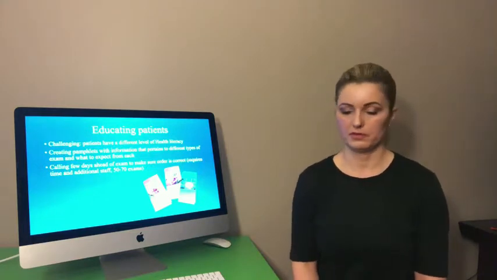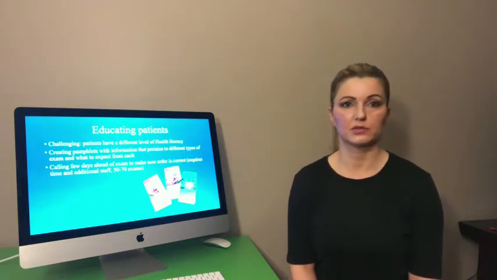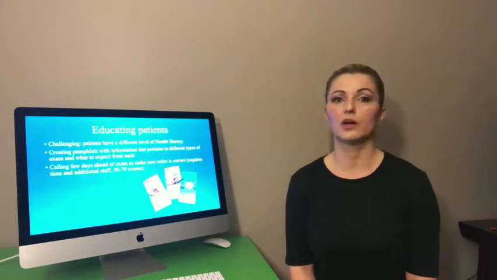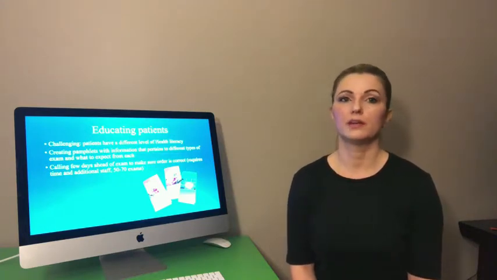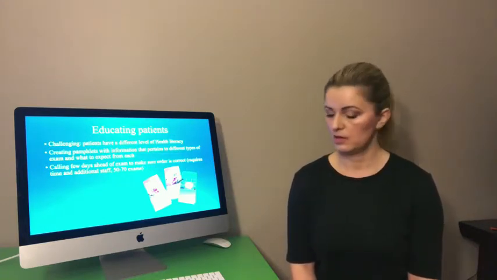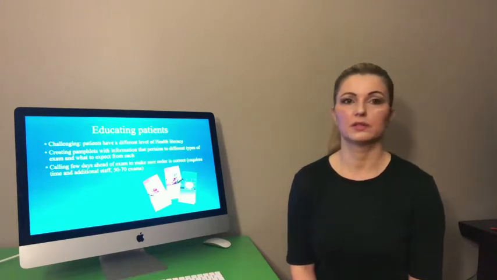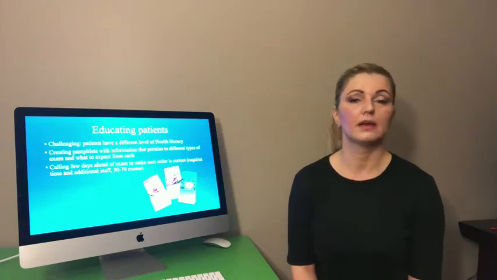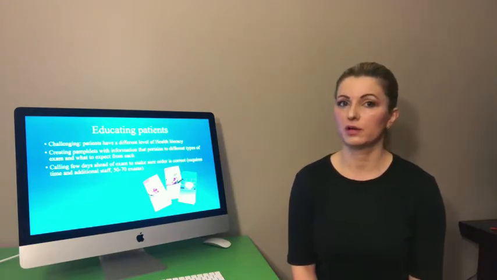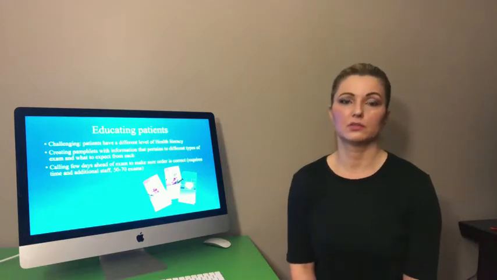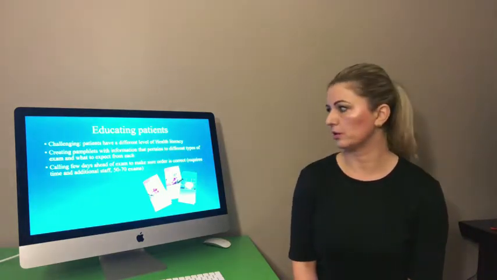For example, if a patient has a diagnostic exam, we should have a pamphlet explaining, if you have a diagnostic exam, you're going to be waiting maybe a little bit longer today. You're going to be seen by a mammography tech who's going to take pictures. Then you're going to wait for radiologists to review your pictures. And then you might be required to have a breast ultrasound, which is done by another technologist. So that's why this wait time might be a little bit longer today.